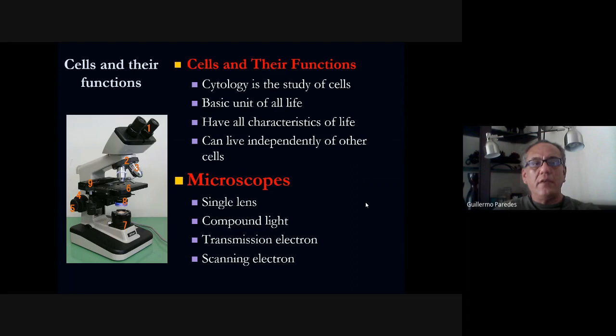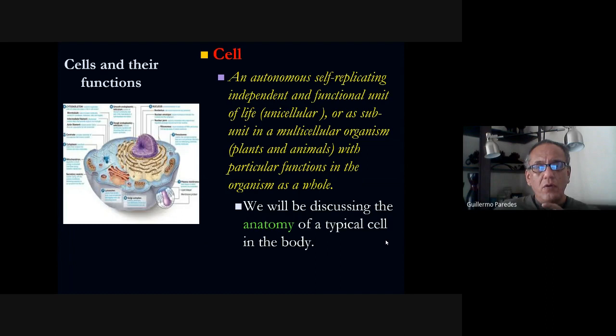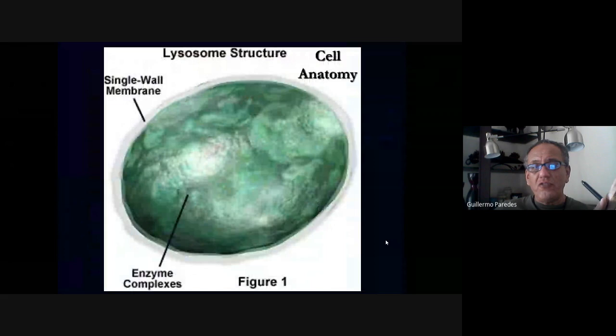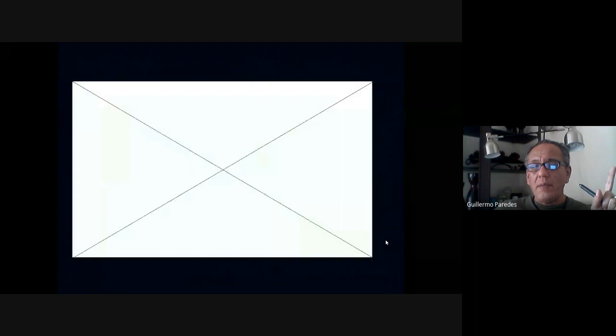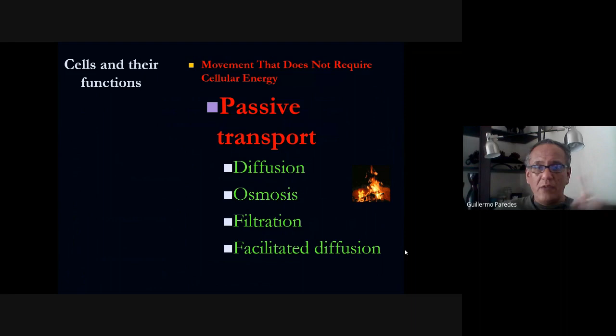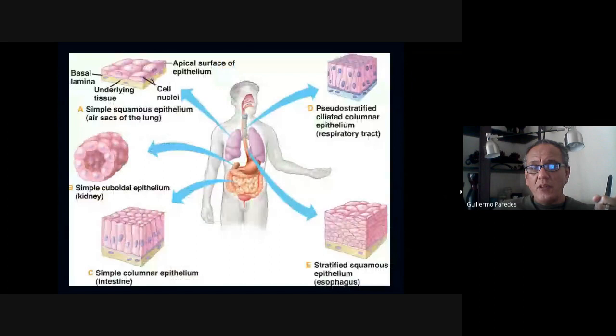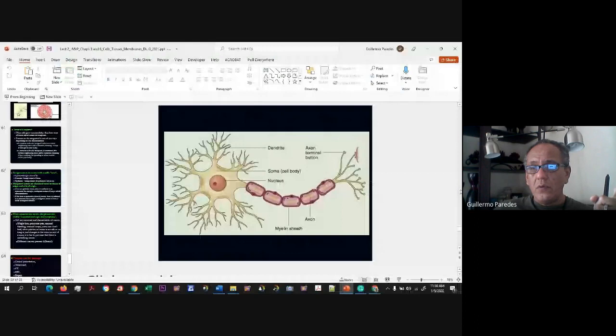Today, our journey is going to be basically tissues, membranes. First of all, we are going to talk about the cell, general structures of the cell, the functions of the cell. So we are going to talk a little bit about DNA, meiosis, and mitosis. We are going to spend a lot of time talking about membrane transportation, very important to understand the osmosis that we are actually learning in bioscience. So basically, this is a review. We are going to give you more details. We are going to talk about osmosis. We are going to talk about tissues, the different types of tissues. This is very important. And the nervous tissue at the end. All right, so let's get started.